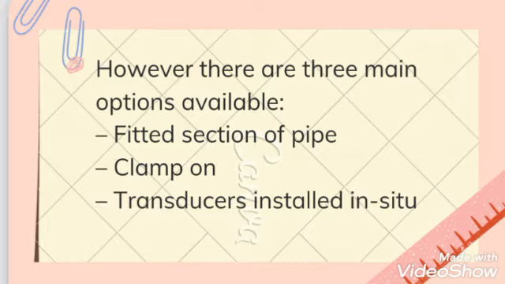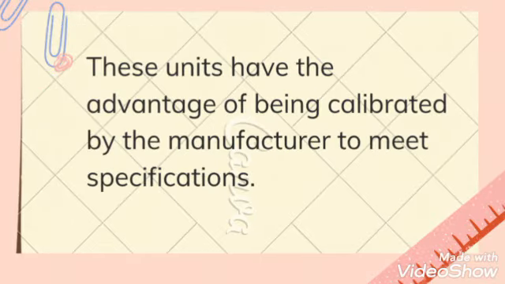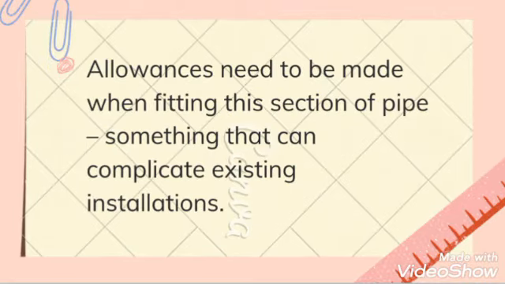However, there are three main options available for the installation. One is the fitted section of pipe, second is the clamp on, and third is the transducer installed in situ. Fitted section of pipe: the manufacturer supplies a section of pipe fitted with the transducer factory mounted. So this will be a section of pipe which has a transducer. These units have the advantage of being calibrated by the manufacturer to meet specification. So these are factory calibrated. There is no need to calibrate these transmitters on the site.